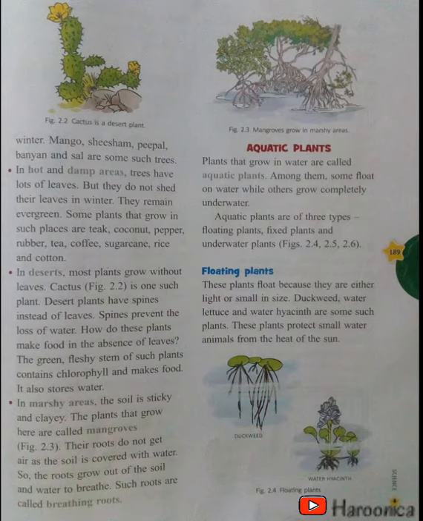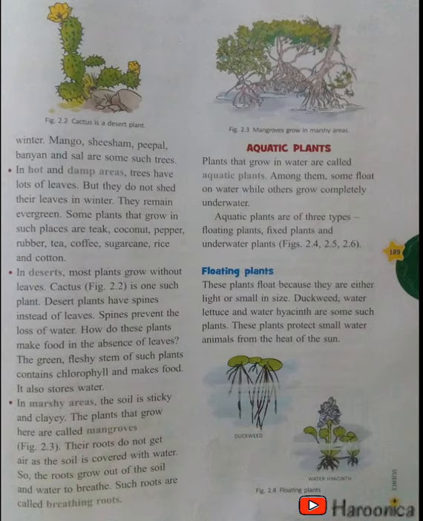cotton. In deserts, most plants grow without leaves. Cactus, as shown in figure 2.2, is one such plant. Desert plants have spines instead of leaves. Spines prevent the loss of water. How do these plants make food in the absence of leaves? The green, fleshy stem of such plants contains chlorophyll and makes food.